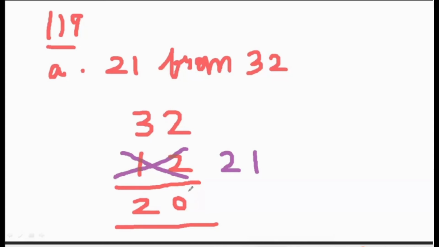So let's find out the answer also. 2 minus 1, 1. 3 minus 2, 1. So 11 is the answer. Yes, likewise, you will be doing the B and C. You will find out the error and you will be finding the answer also.